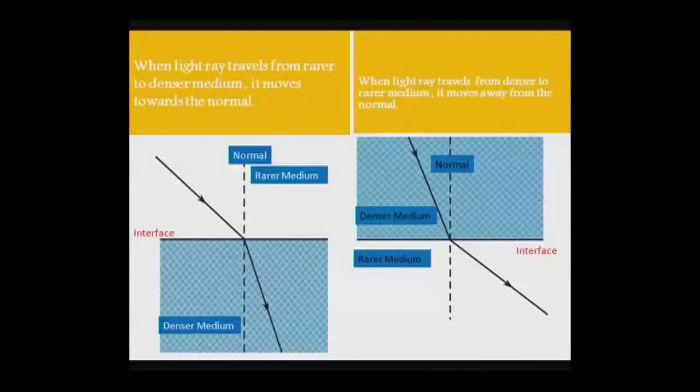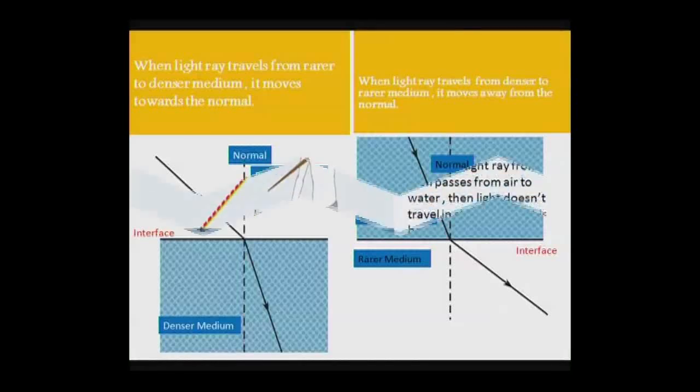Now, look at this. When a light ray travels from rarer to denser medium, it moves towards the normal. The incident ray is passing from rarer medium to denser medium. At the interface, bending occurs and the refracted ray moves towards the normal. And in the second case, when the light ray moves from denser medium to rarer medium, it moves away from the normal. The incident ray is passing through the denser medium, and at the interface it suffers refraction and moves away from the normal.